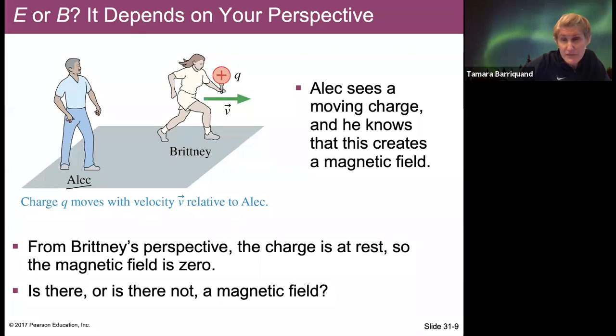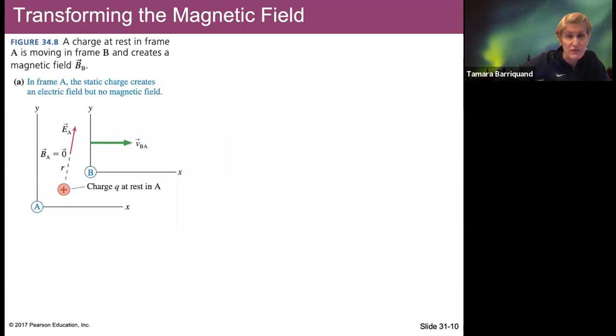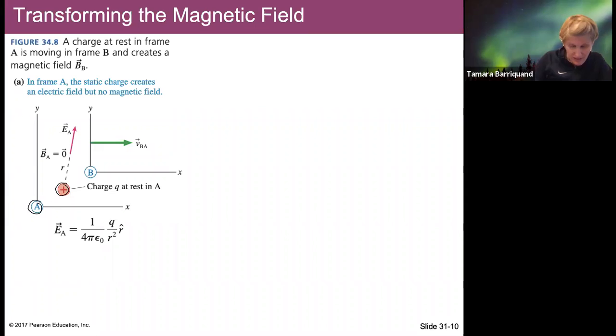Well, let's generalize this problem as well. Here we see a charge at rest in frame A. This time our charge is at rest in frame A and is moving in frame B and creates a magnetic field, B_B. So in frame A, the static charge creates an electric field, but no magnetic field. The electric field we know comes from a point charge. So the electric field we see in A is equal to 1 over 4 pi epsilon naught, Q over R squared, R hat.